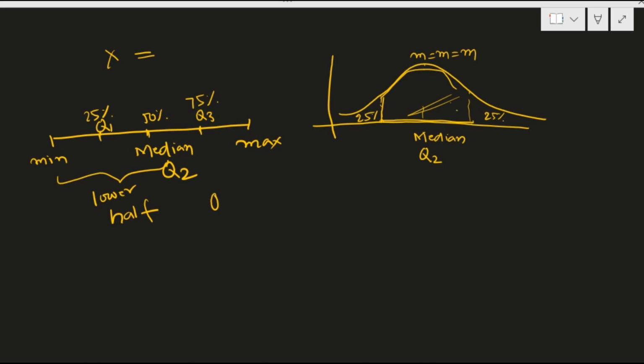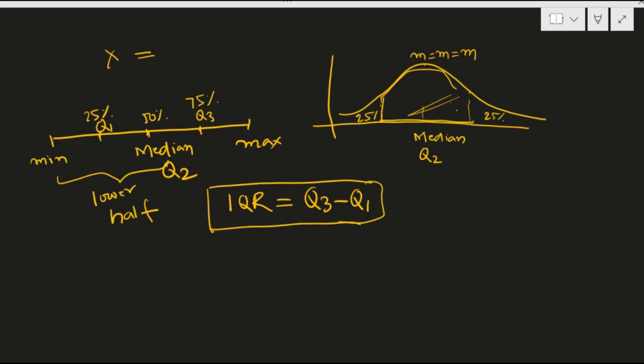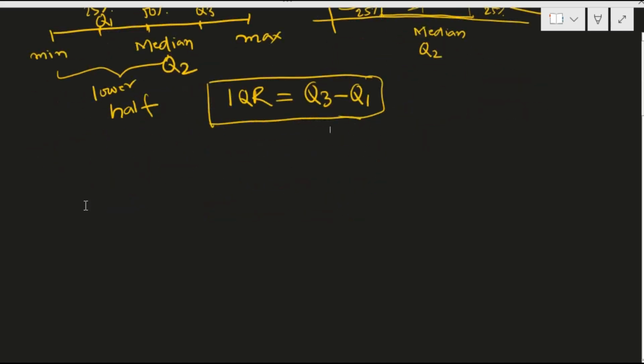Now the formula to find the IQR is nothing but the difference Q3 minus Q1. This is the formula to find the IQR value. Now let us take one example to understand IQR in a better way. We will find the IQR, and we will also check how we can find outliers with the help of IQR.